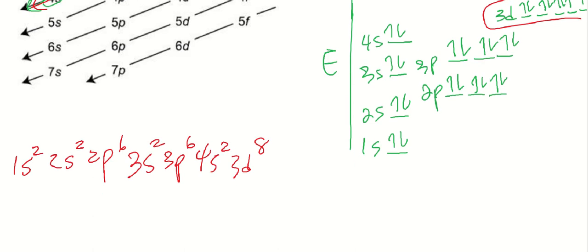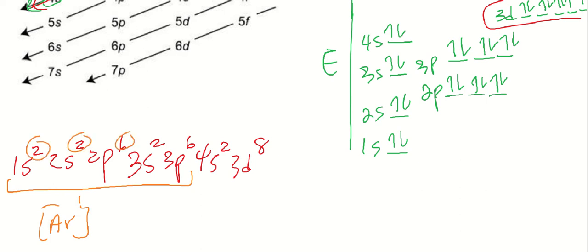And then finally, let's get this in the noble gas notation. The noble gas right before that is going to be argon. All of that is argon. That's the first 18 electrons. If you need to count them, you can. That's 2, 4, 10, 12, 18. So that's argon. And then whatever is left is what you write: 4s2 and 3d8. That's noble gas notation.